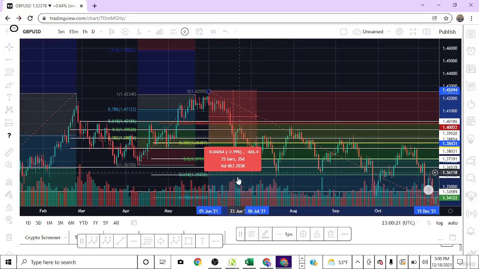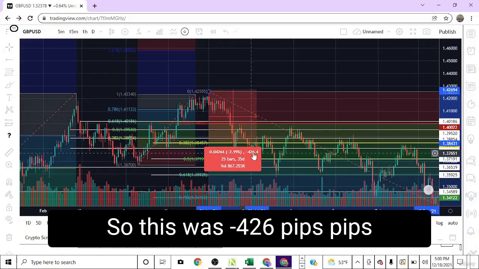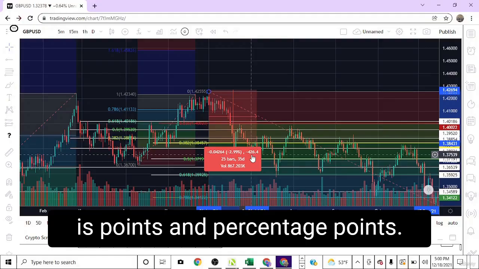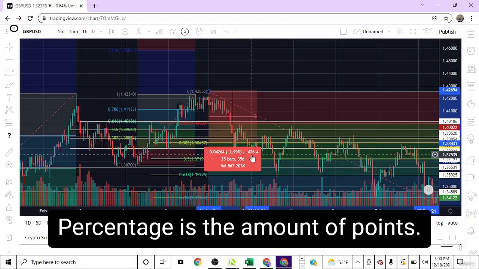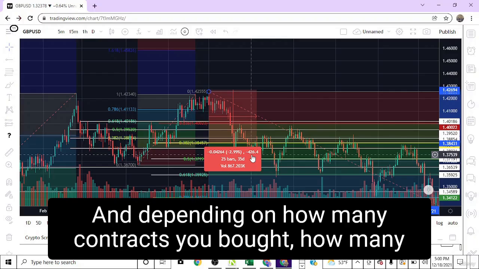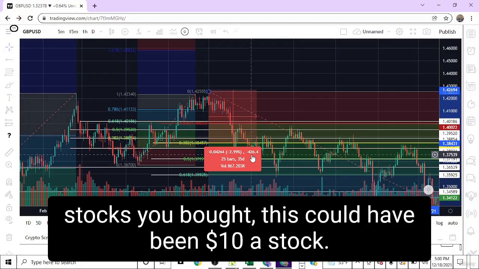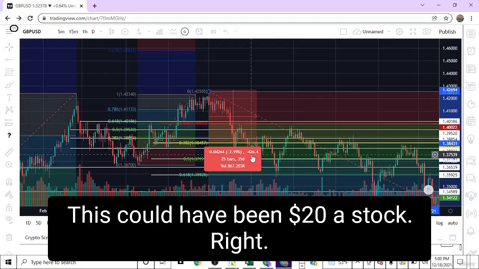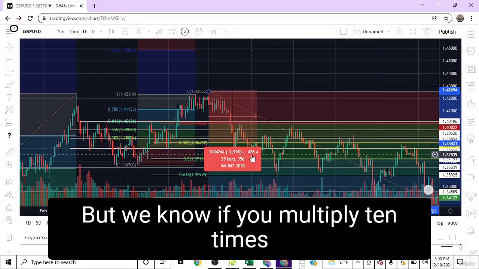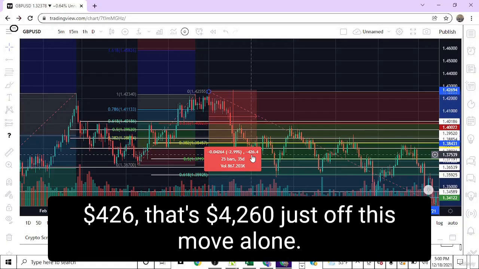okay? So this was 426 pips. Pips is points in percentage. Points a percentage is the amount of points. And depending on how many contracts you bought, how many stocks you bought, this could have been $10 a stock. This could have been $20 a stock, right? But we know if you multiply 10 times $426, that's $4,260 just off this move alone.